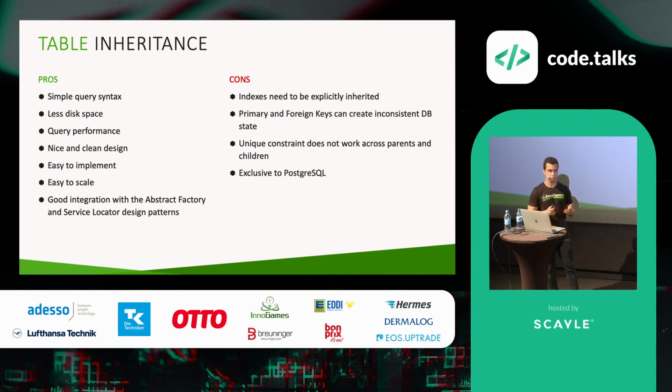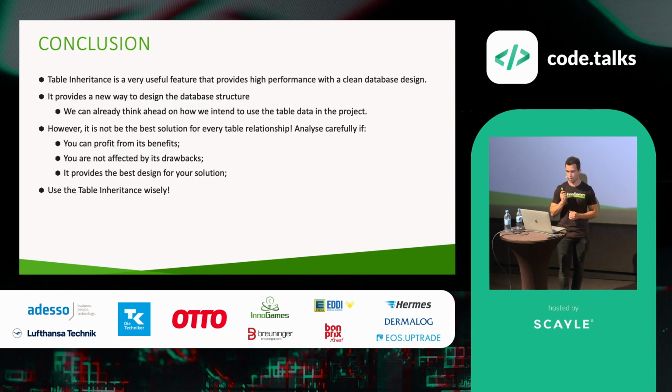On the pros, pretty much the design and the query syntax are very easy. There's disk space, performance, and it's easy to implement and to scale. And also on our code, it gives us a very clean result with abstract factory and service locator. But for the cons, we can have inconsistent database states, mostly because of the constraint drawbacks. And also because that's a feature that, when it comes to relational databases, is exclusive to PostgreSQL. So overall, my conclusion is that table inheritance is a very useful feature, mostly because of high performance and also a very good design.